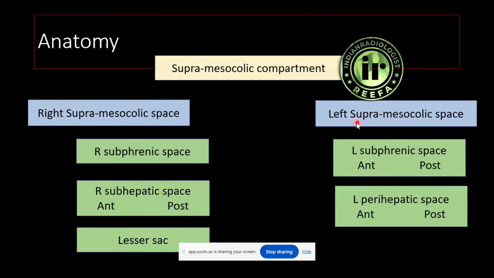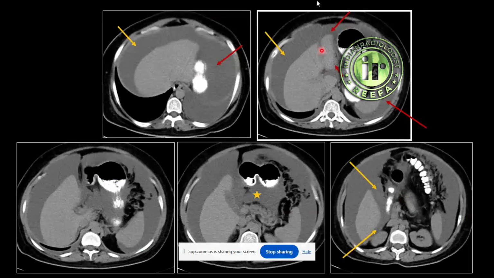While in the left supramesocolic space, you have the left subphrenic space and the left perihepatic space, both of which have anterior and posterior subdivisions. So let us see how we see these spaces on our CT anatomy. The orange arrows point towards the right-sided spaces, while the red arrows point towards the left-sided spaces. So this arrow is the right subphrenic space. It is the space between the right hemidiaphragm and the right lobe of the liver.